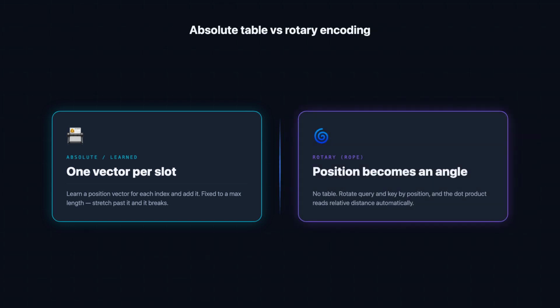Rotary embeddings carry no table at all. Position becomes an angle, similarity becomes a function of the gap between tokens, and relative distance drops out automatically, without a single learned parameter. Look, that is why nearly every recent model, from Llama to Qwen to GPT NeoX, reaches for ROPE by default rather than the old absolute scheme.